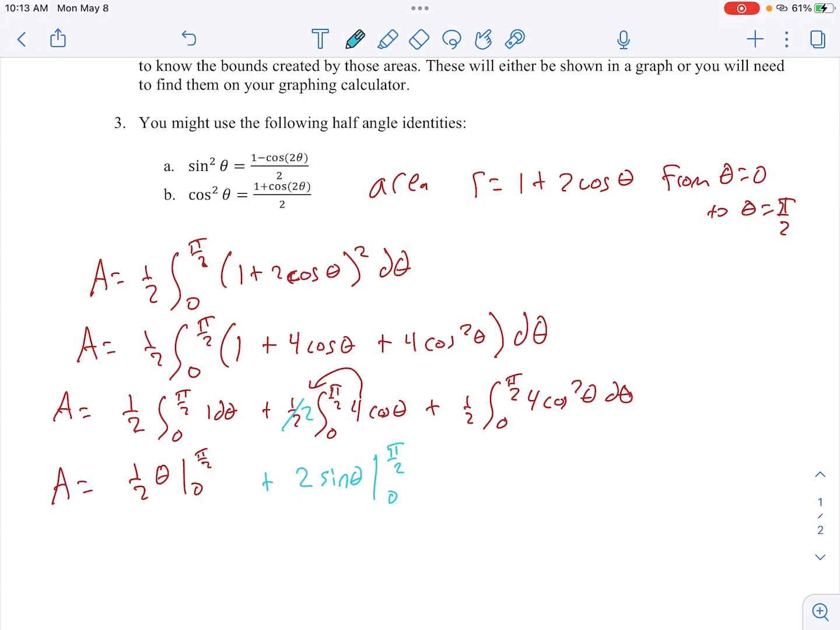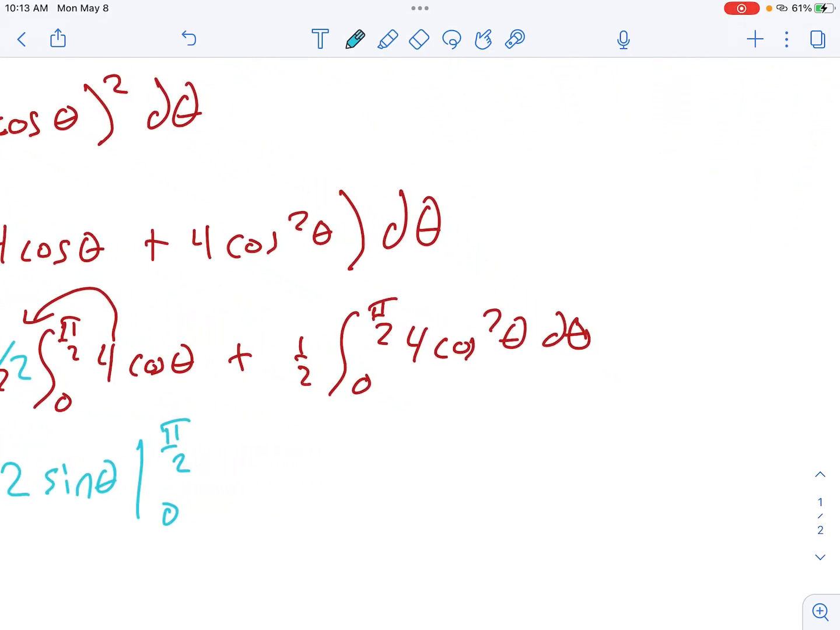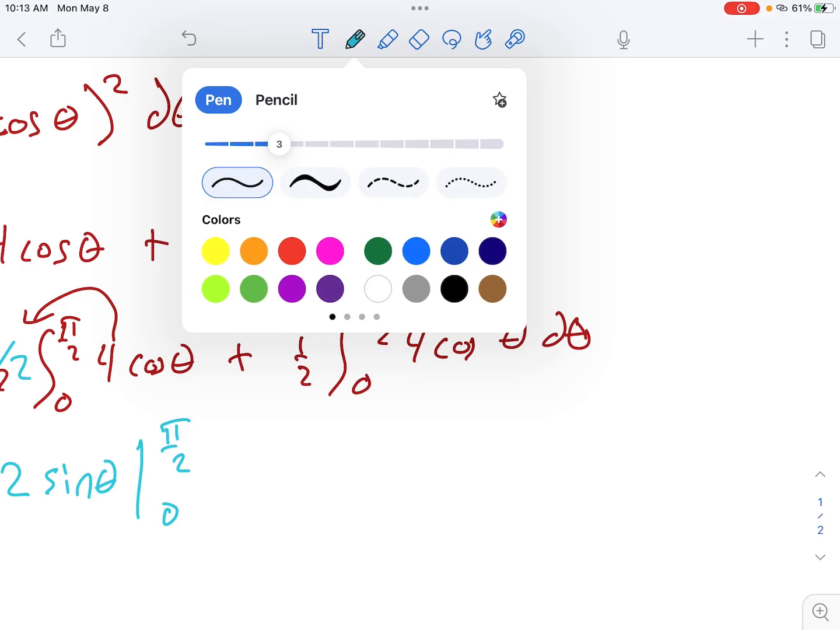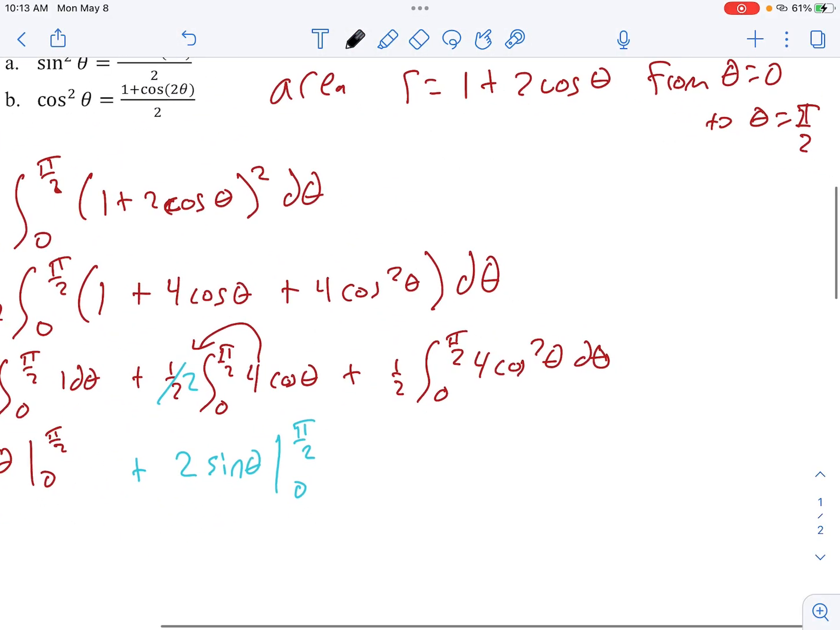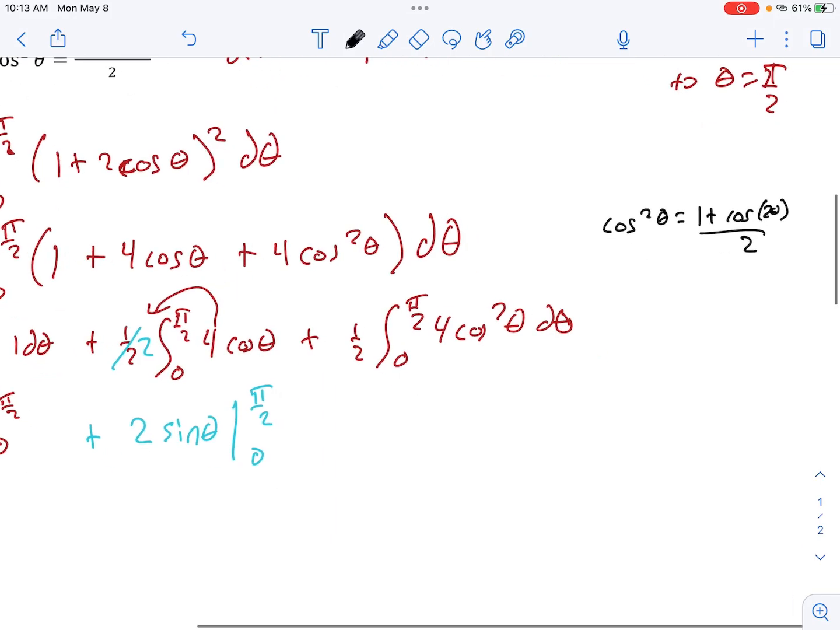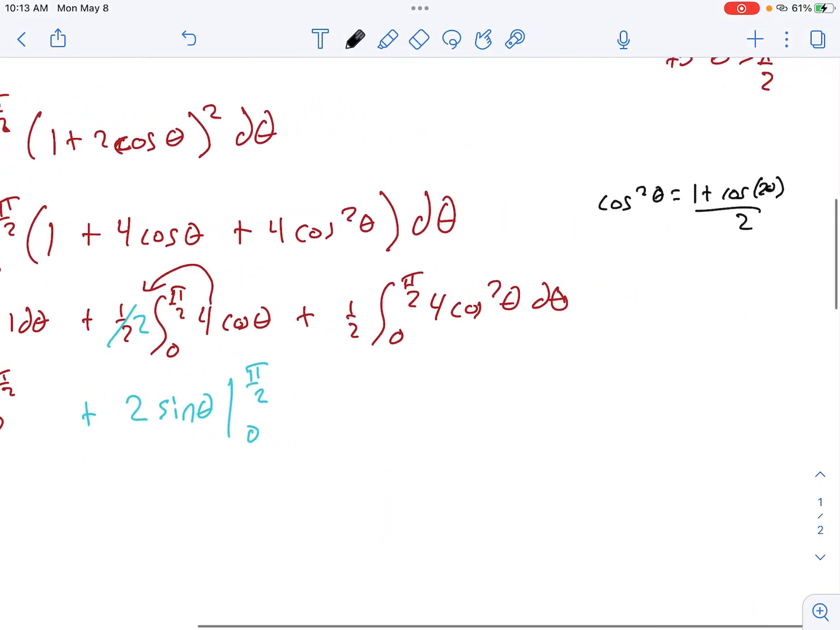Now, this is where we're going to have some fun here. The integral of cosine squared. Okay, so we do have a half angle identity here on the top left of your screen. Cosine squared theta is equal to 1 plus cosine of 2 theta over 2. I'm such a sloppy writer. All right, so we're just going to work on this integral for a while, over here.